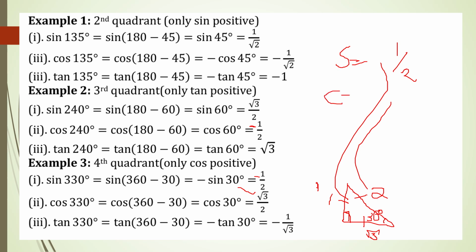Going to cos, it is the only positive component in the fourth quadrant. So cos is the same as adjacent, which is root of 3, divided by hypotenuse, which is 2. That's why we ended up with this answer, which must be positive simply because our sketch was lying in the fourth quadrant. And then we go to tan. So tan is the same as opposite divided by adjacent. Our opposite was 1 and adjacent is root of 3. But you put a negative before it simply because in the fourth quadrant, tan is negative.